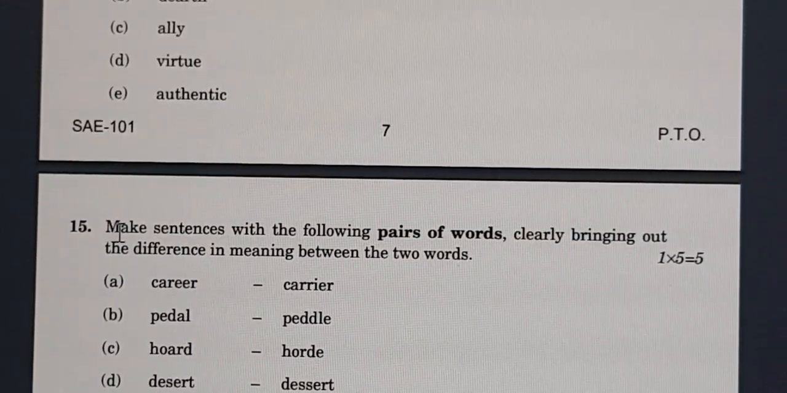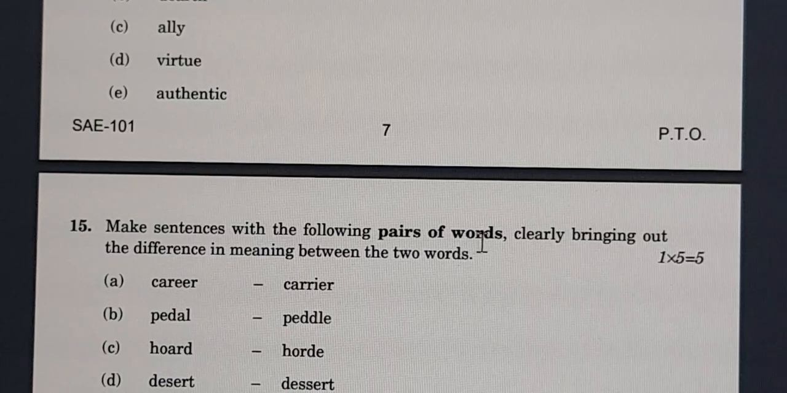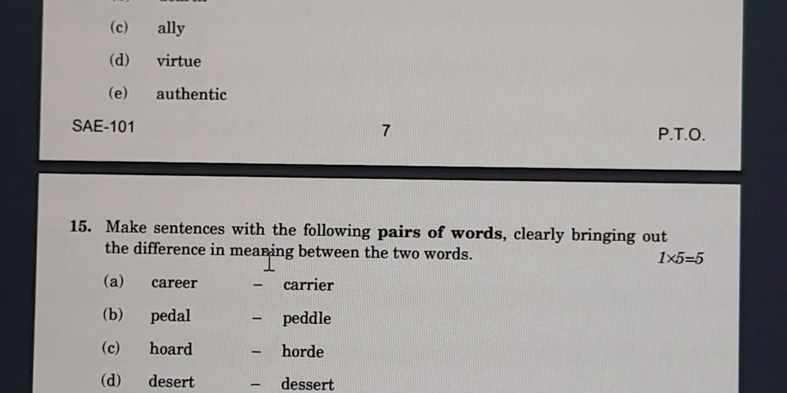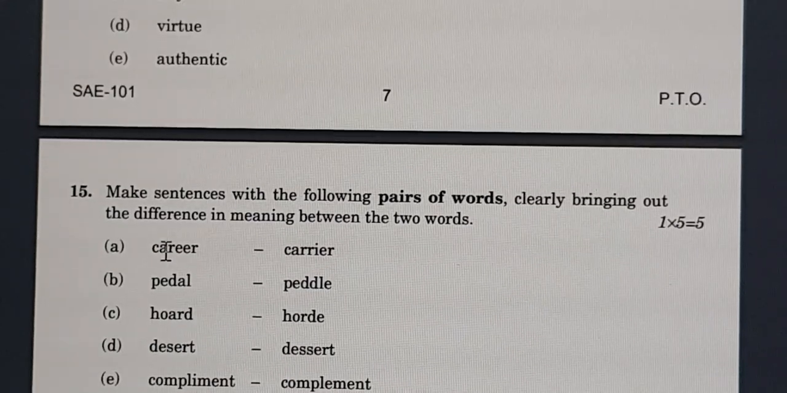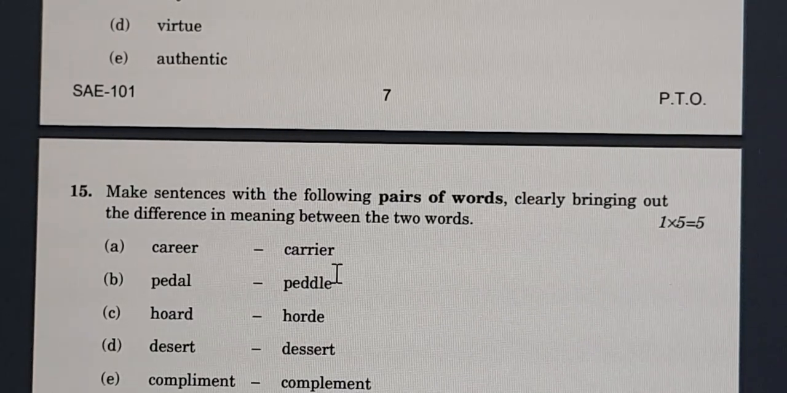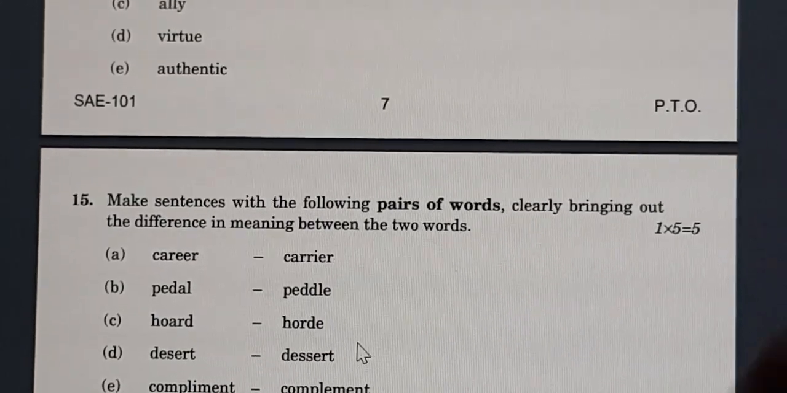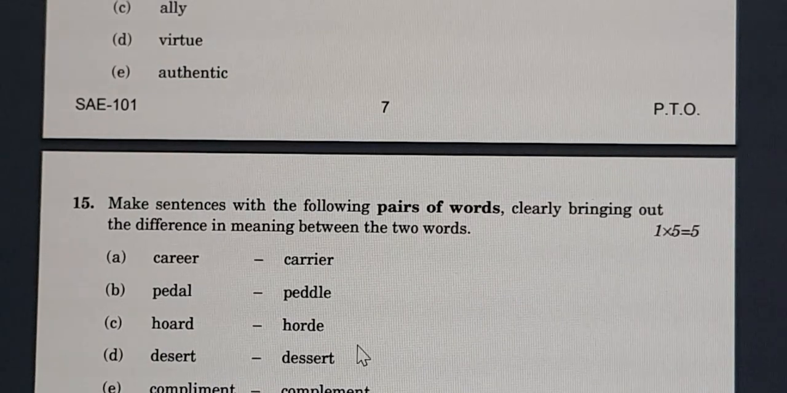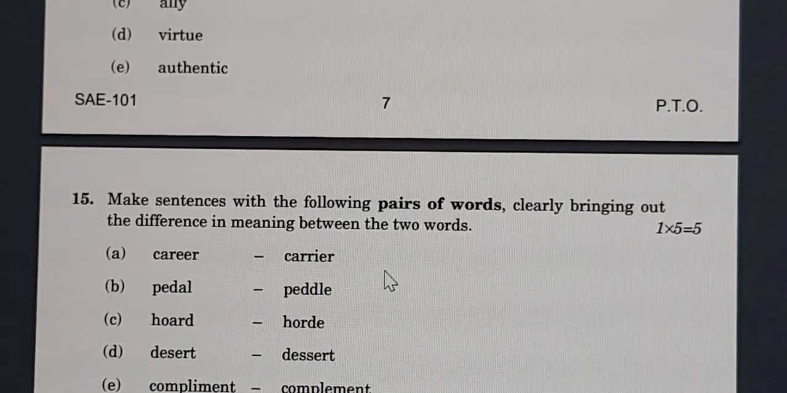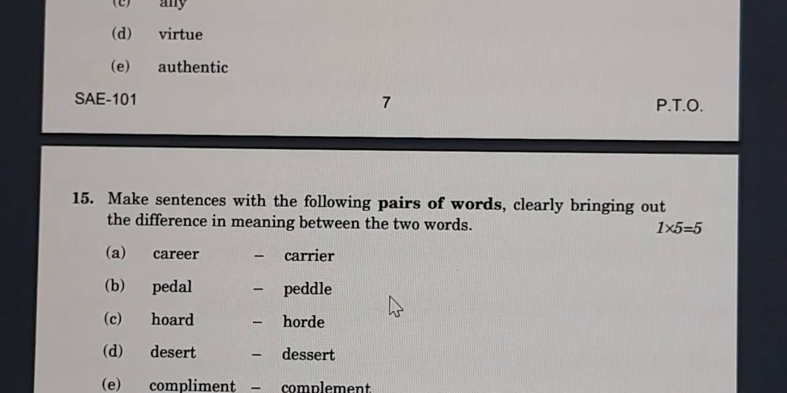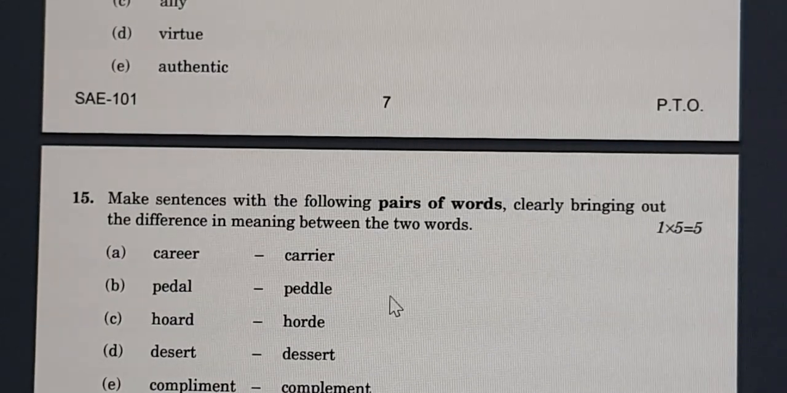Next is make sentences with the following pair of words that clearly bring out the difference in meaning between the two words. If you notice them carefully, these are words whose pronunciation is the same, like pedal, peddle. The pronunciation of the words will be the same, but the meaning of the words will be different. By looking at the spelling, you have to identify and write the meaning.